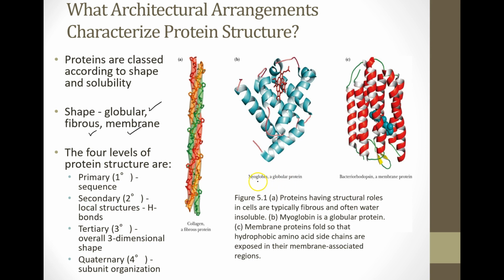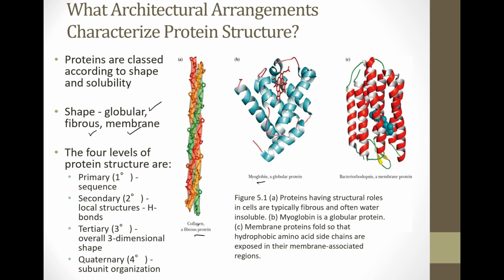So myoglobin here is a really nice example of a globular protein. Fibrous proteins, collagen's a classic fibrous protein. It's a unique structure, which we'll discuss in further detail in the next chapter. But you have long fibrous structures. Typically you see these as part of structural elements or contractile elements in biological function.